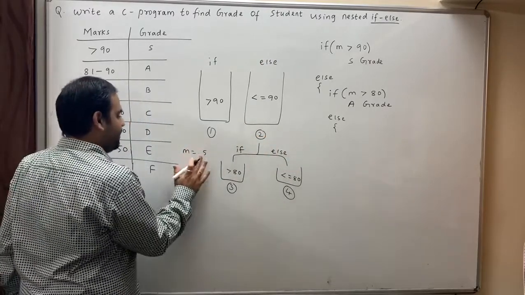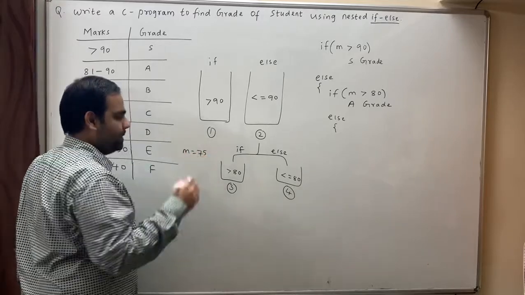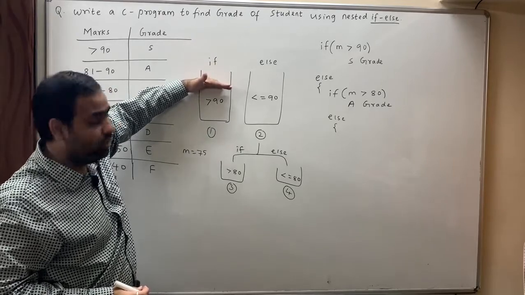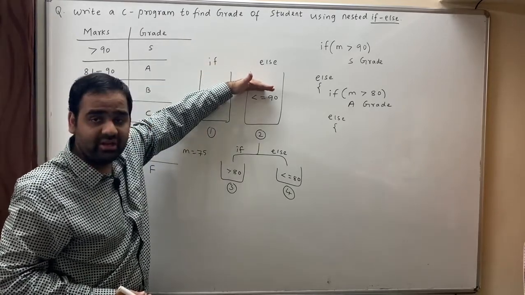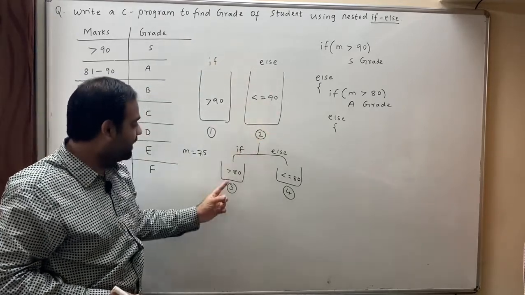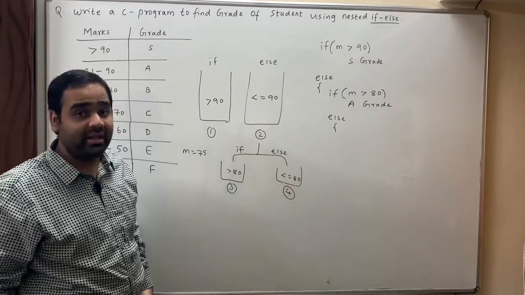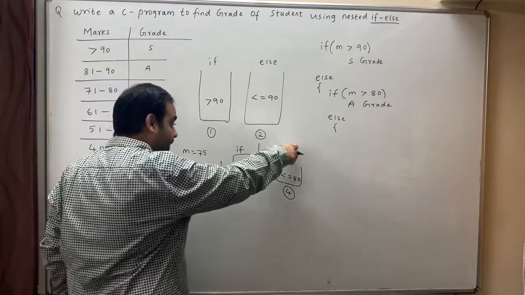Now let's take marks as 75. We will start from the top. 75 greater than 90? No. You come to the else. 75 less than or equal to 90? Yes. You come here. 75 greater than 80? No. 75 less than or equal to 80? Yes. That means we put it in bucket 4.